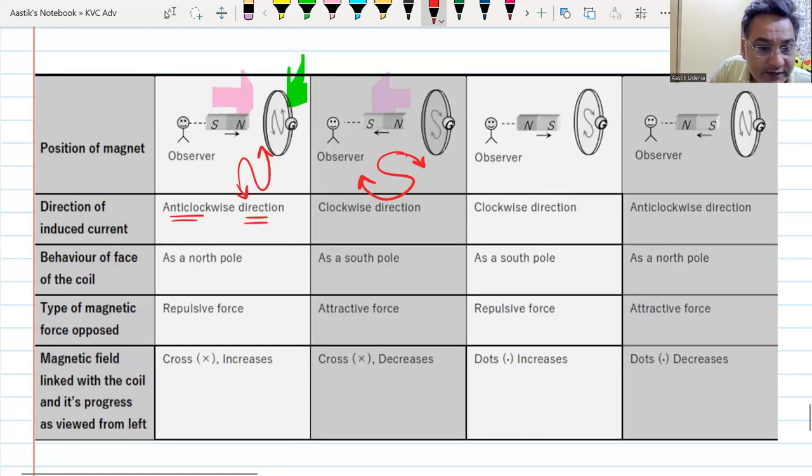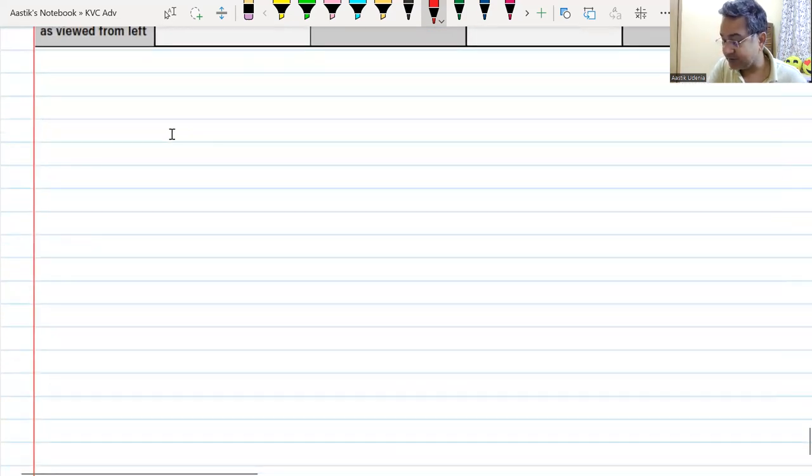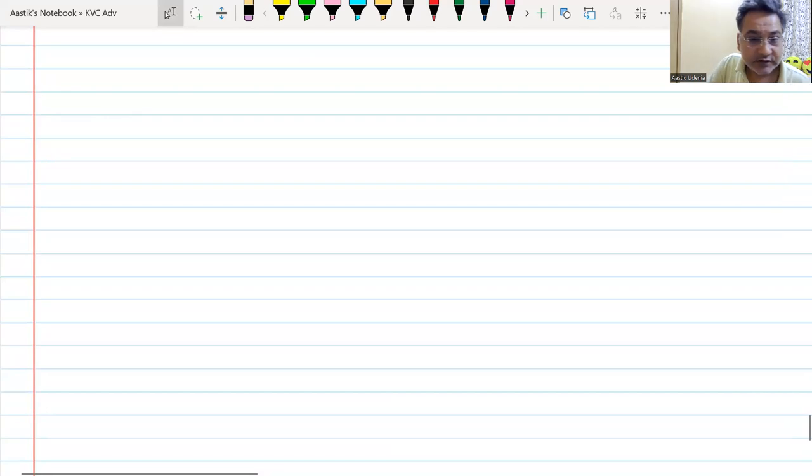Okay, then we can see some more examples where we can understand what will be the direction of induced EMF or the direction of induced current. Let me take this example first.